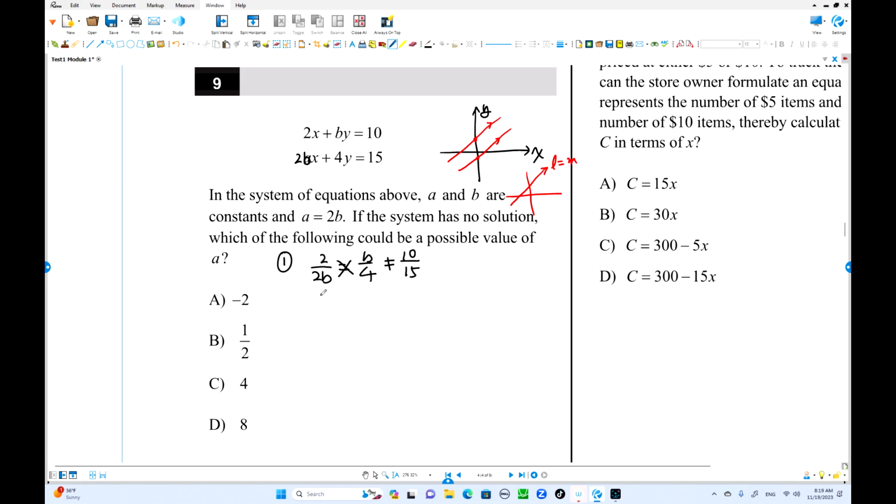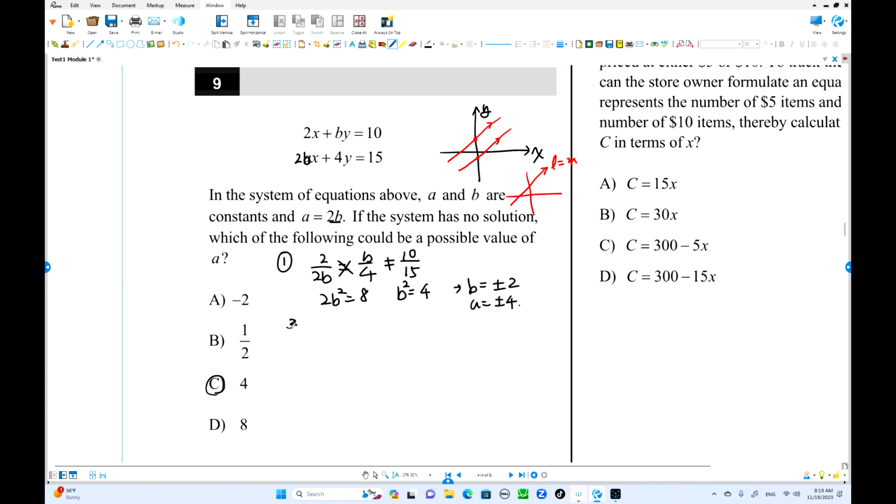From here, you can cross multiply. 2b squared is 8, b squared is 4, so b equals what? Plus or minus 2. But b equals plus or minus 2, a is what? Twice. A equals plus or minus 4, right? So we have a positive 4 there.